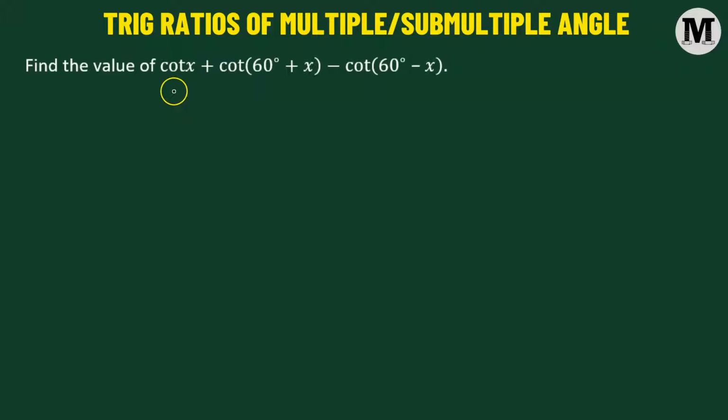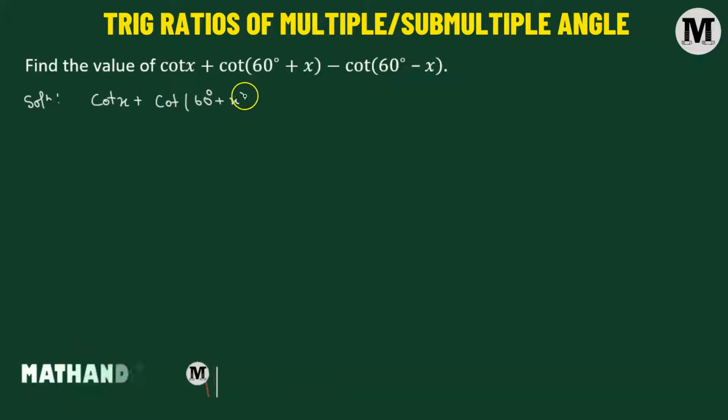We need to find out the value of the given trigonometric expression. Let us begin. So here we have cotangent of x added to cotangent of 60 degree plus x minus cotangent of 60 degree minus x.